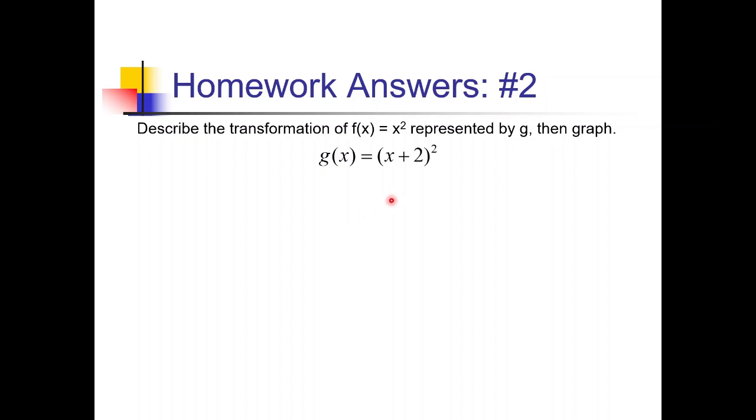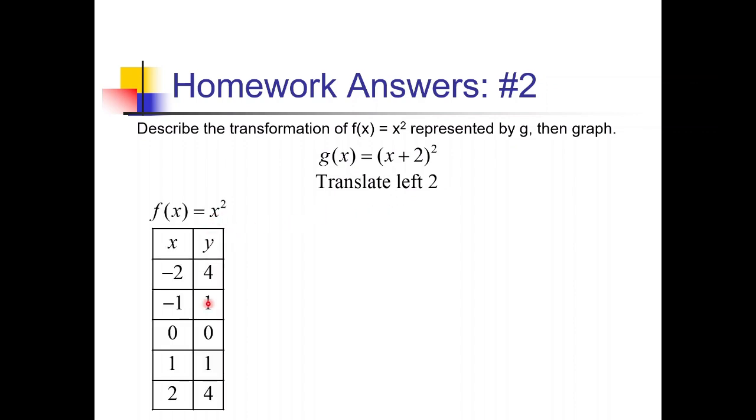For this problem, this (x plus 2) squared is going to be a translation of x squared. Since it's inside, it's going to be a reverse of what it looks like, and it's a left-right deal. So adding 2 inside really means we're shifting left 2. So let's set up our parent table. There's our quadratic parent function table right there.